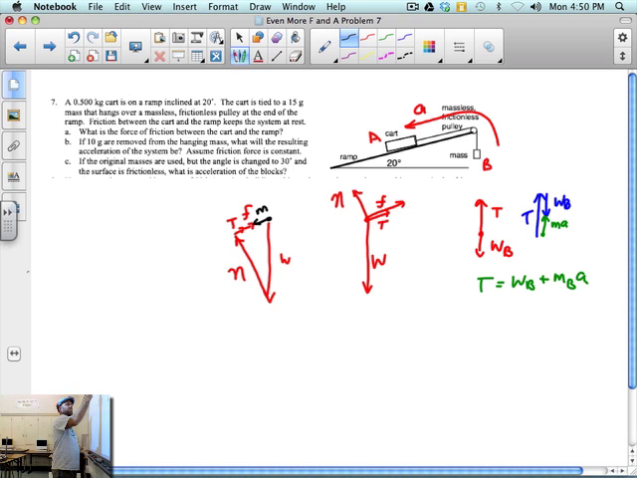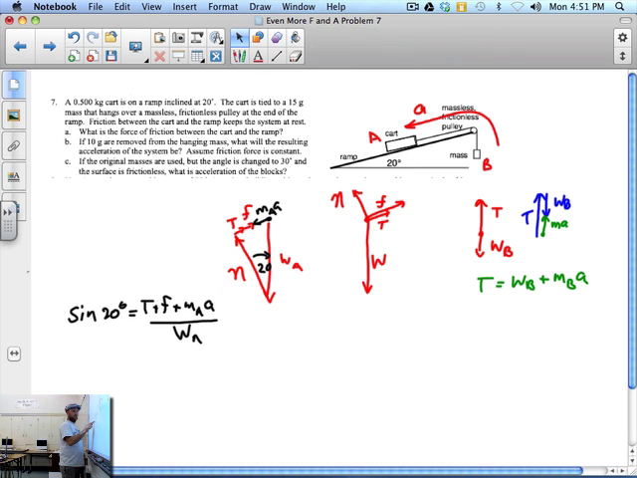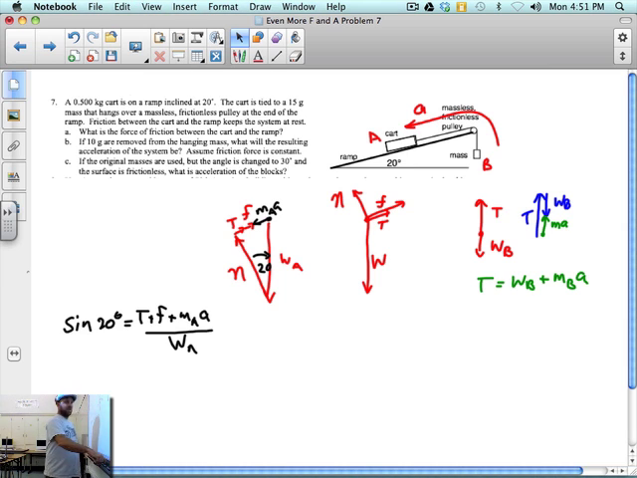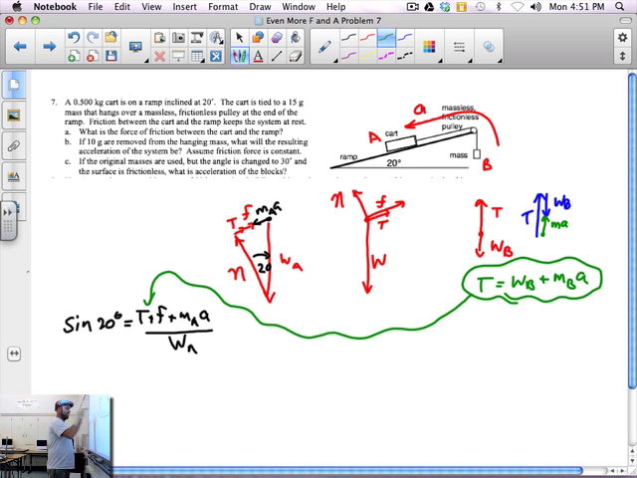So it's going to be mass of object A times its acceleration. And this angle, you recall, the normal force has to tilt by 20 degrees, right? So sine 20 degrees, it's going to be tension plus friction plus mass of object A times acceleration. And all of that is going to be over the weight of object A, because this is object A here. Cool. All right, and now I can take this and substitute it here.